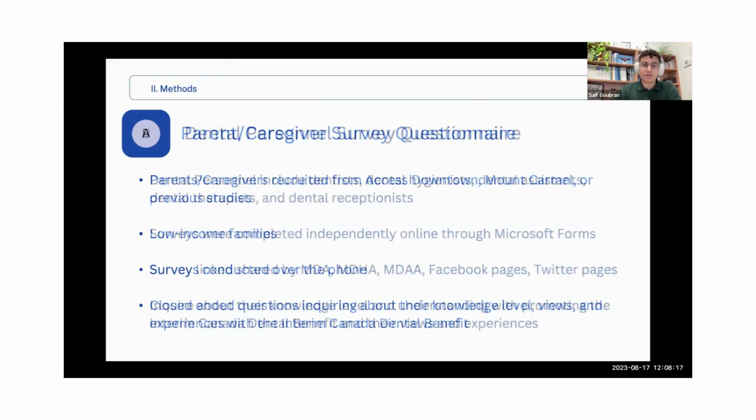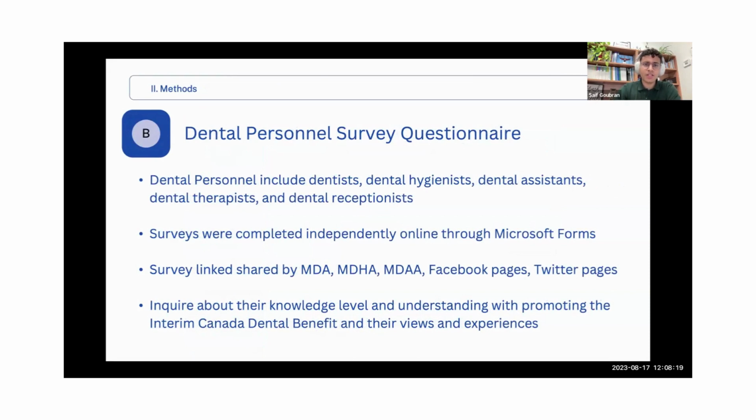We did something very similar for dental personnel. Dental personnel include dentists, hygienists, assistants, therapists, as well as receptionists. These individuals were able to independently complete the survey through the online survey platform Microsoft Forms, and they received the link to the survey through different organizations such as the Manitoba Dental Association, Dental Hygienists Association, Assistants Association, as well as on social media, Facebook pages and Twitter pages.